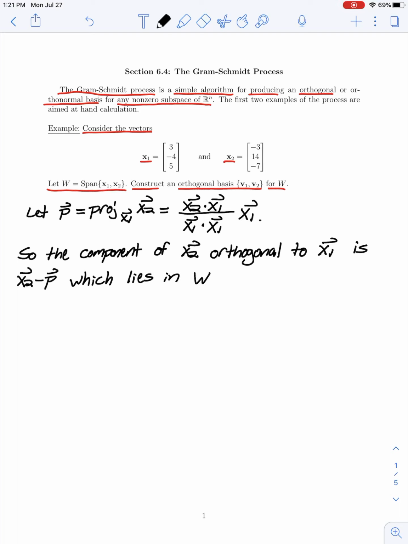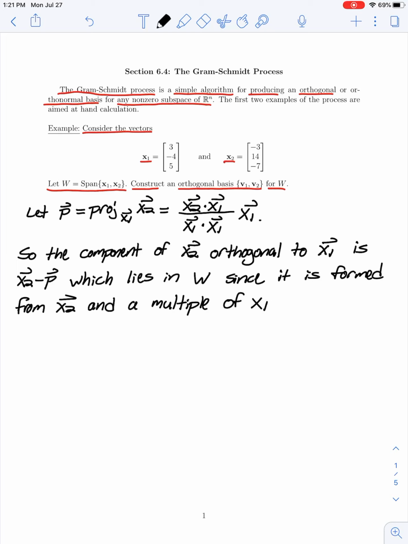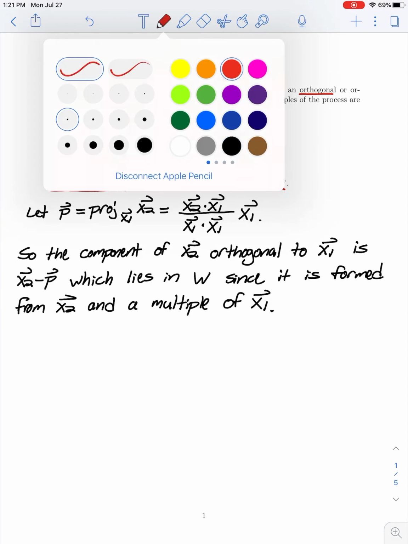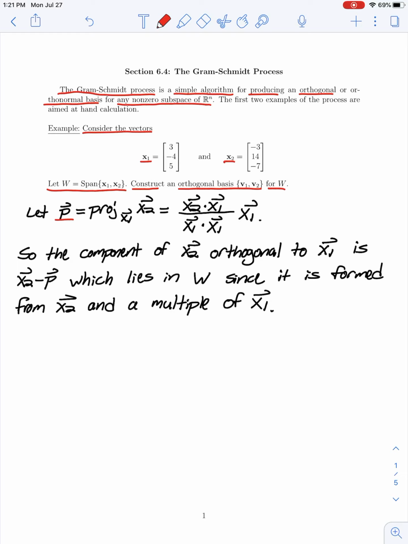which lies in the subspace W, since it is formed from the vector x2 and a multiple of the vector x1. So here the vector P, our projection of x2 onto x1, is some scalar times x1, and then the component of x2, which lies orthogonal to x1, which is this difference, x2 minus P, is then a linear combination of the vectors x2 and x1. So it must lie in W, since W is spanned by x1 and x2.